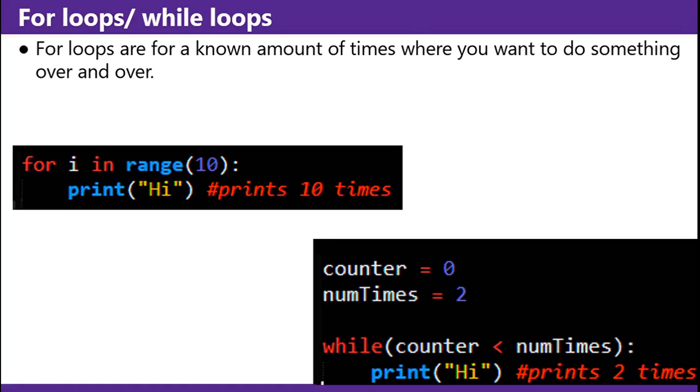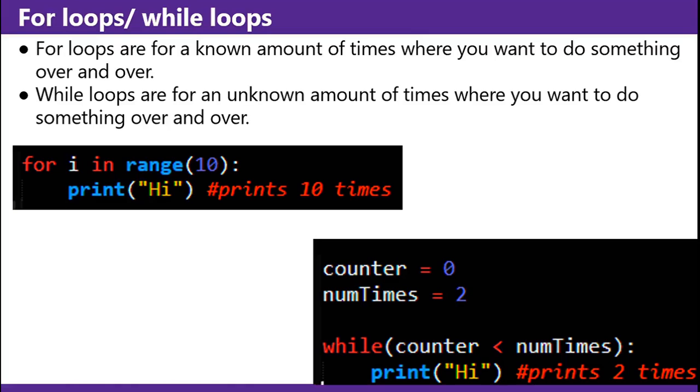For loops and while loops. For loops are for a known amount of times where you want to do something over and over. While loops are for an unknown amount of times where you want to do something over and over. In the for loop example, for i in range 10, that prints hi 10 times. And in the while loop example, counter equals 0, num times equals 2. While counter less than num times, you print hi. Counter will be 0, and then 1, and then it won't be less than num times, so you'll print hi 2 times. Assuming in that example, there's code I've cut out where you increment the counter.